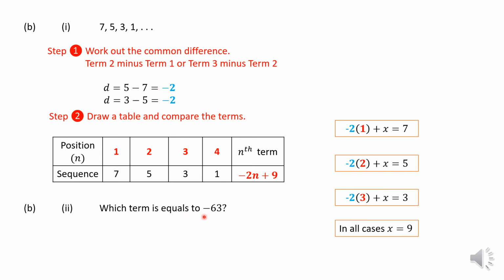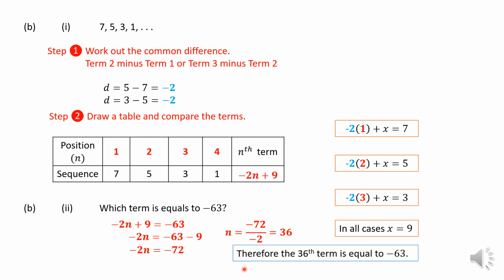Which term is equal to negative 63? So you use the formula and you let it equal to negative 63. You want to find that n, that position. And when you do that, you realize that n is equal to 36. Therefore, the 36th term is equal to minus 63.